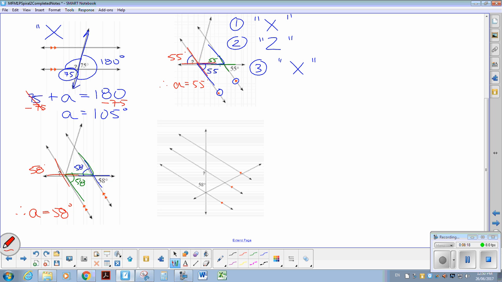Now this one has a ton of lines here. It's got three parallel lines working. So what we need to do is focus on what do we want to know. We want to know this angle here. And what do I know? I know that angle there. So what pattern do we see right here?